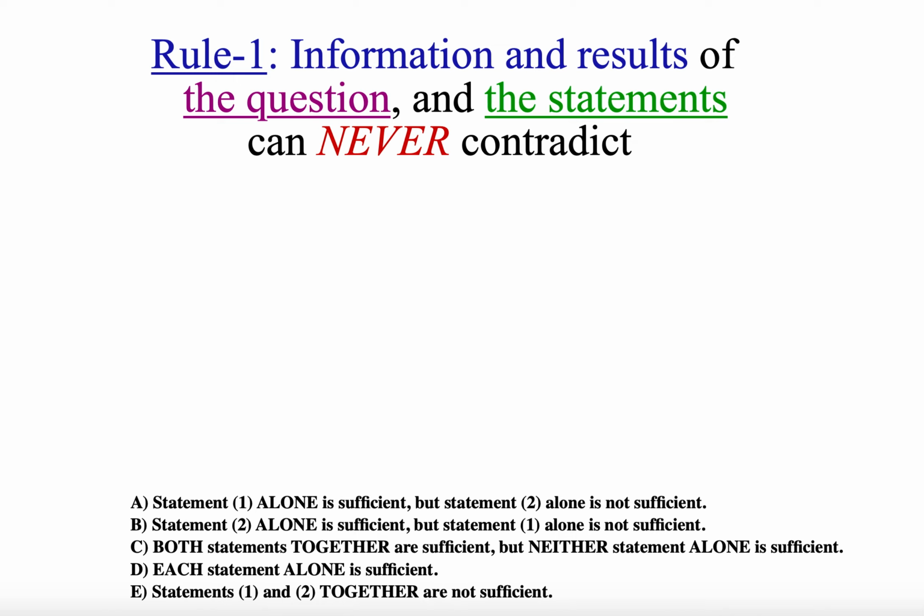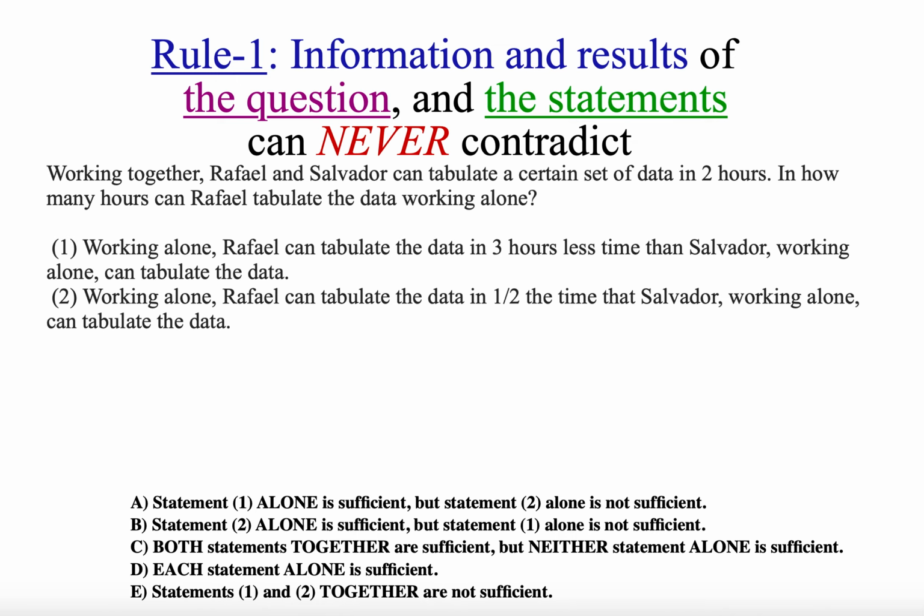So the next question here is a question that I've taken from work rate. The question here says that working together, Rafael and Salvador can tabulate a certain set of data in 2 hours. Rafael and Salvador, these two people can tabulate the data in 2 hours. And how many hours can Rafael tabulate the data? Which means we have to find out the rate of Rafael here.